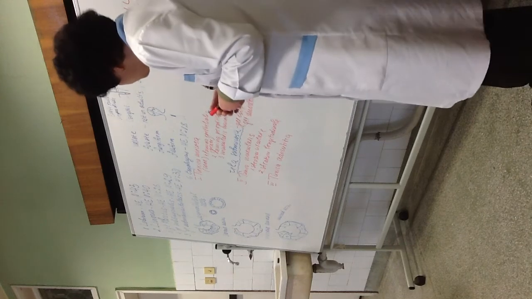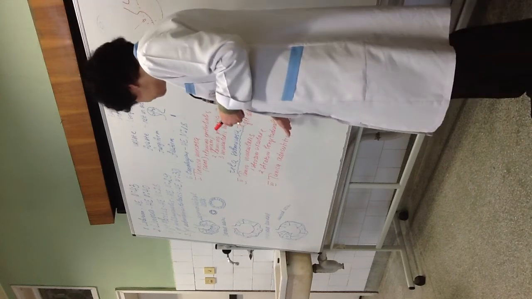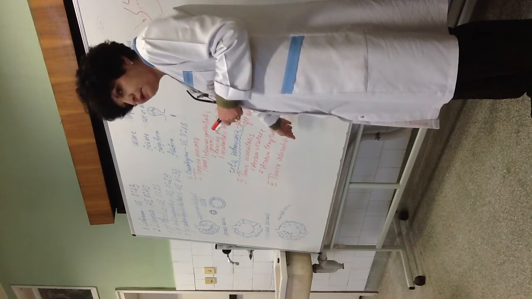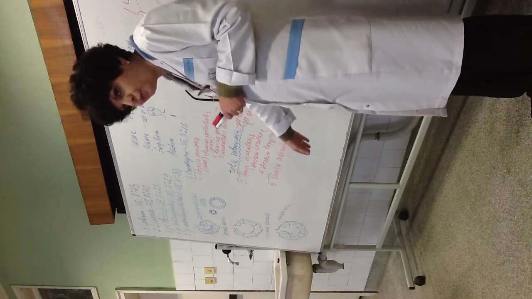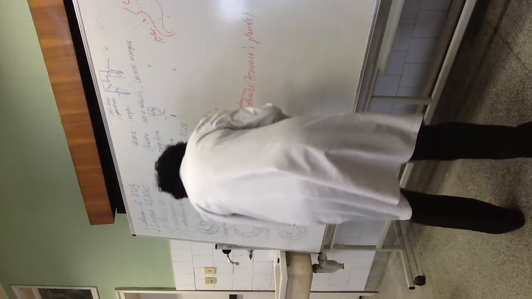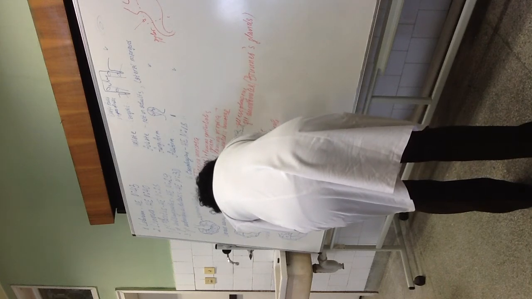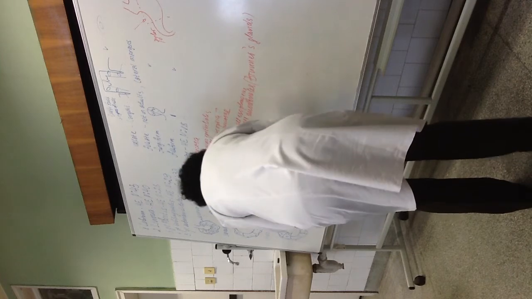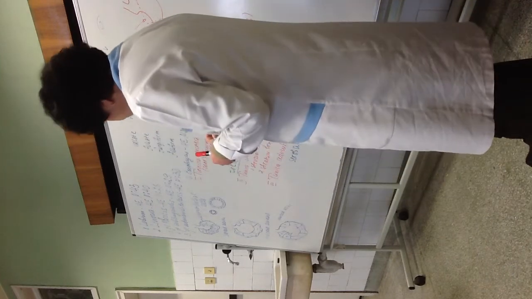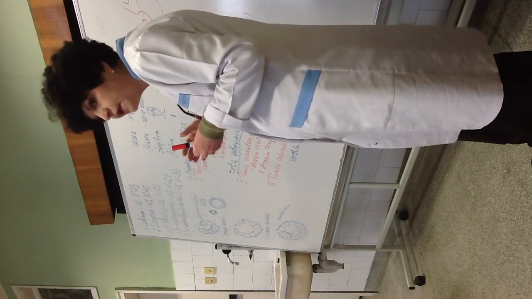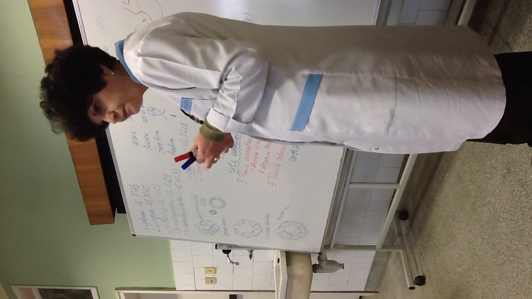Tunica muscularis and tunica adventitia, if the organ is enveloped by connective tissue. But if the organ is enveloped by peritoneum, the outermost layer will be tunica serosa.